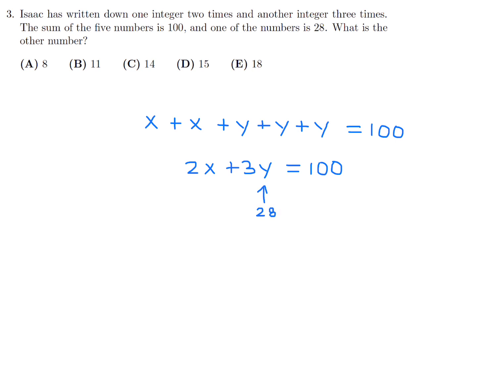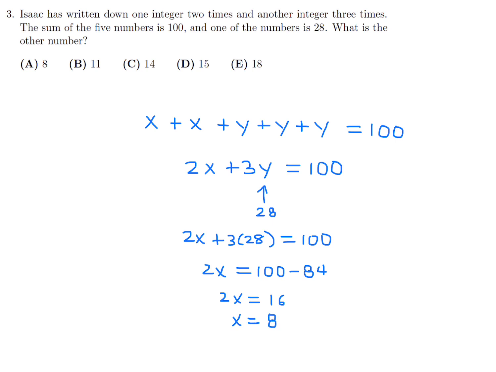integer value for x. 2x plus 3 times 28 is 100. So that means 2x is equal to 100 minus 3 times 28, and that is 84. So 2x is equal to 16, and therefore x is equal to 8. And there we go. We got the answer. So number 3, the answer is A.